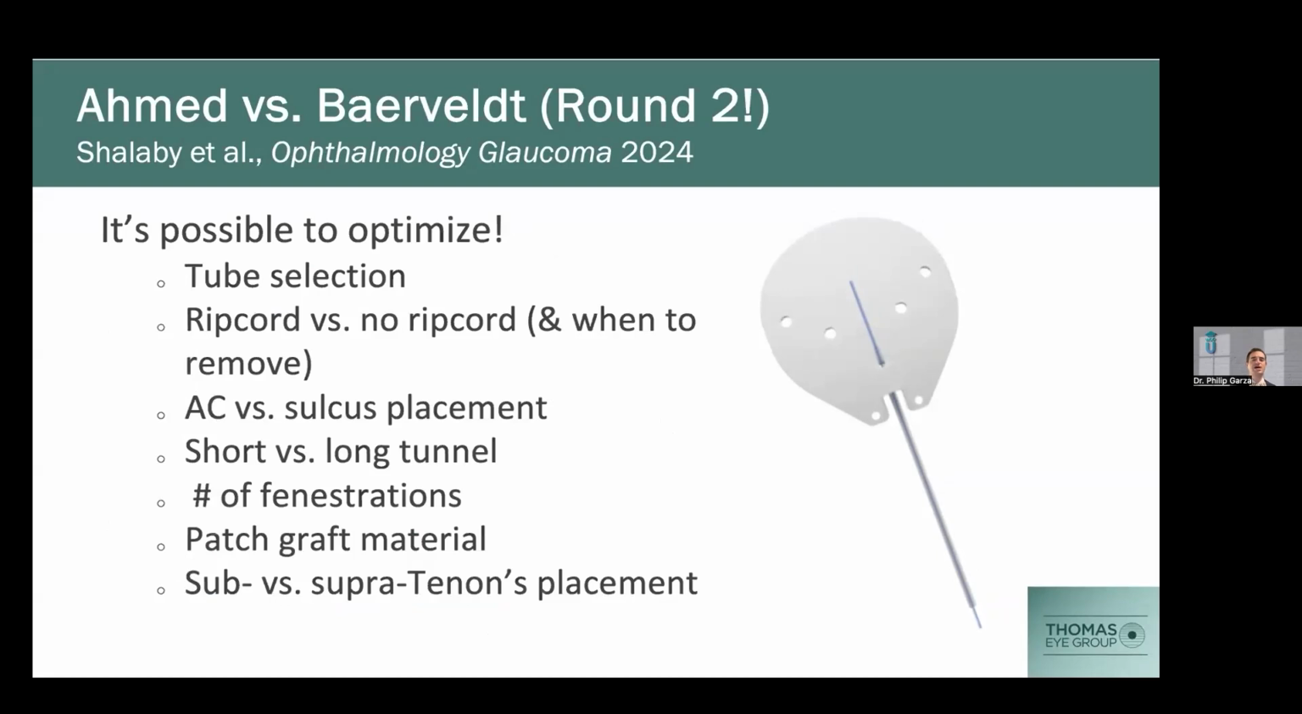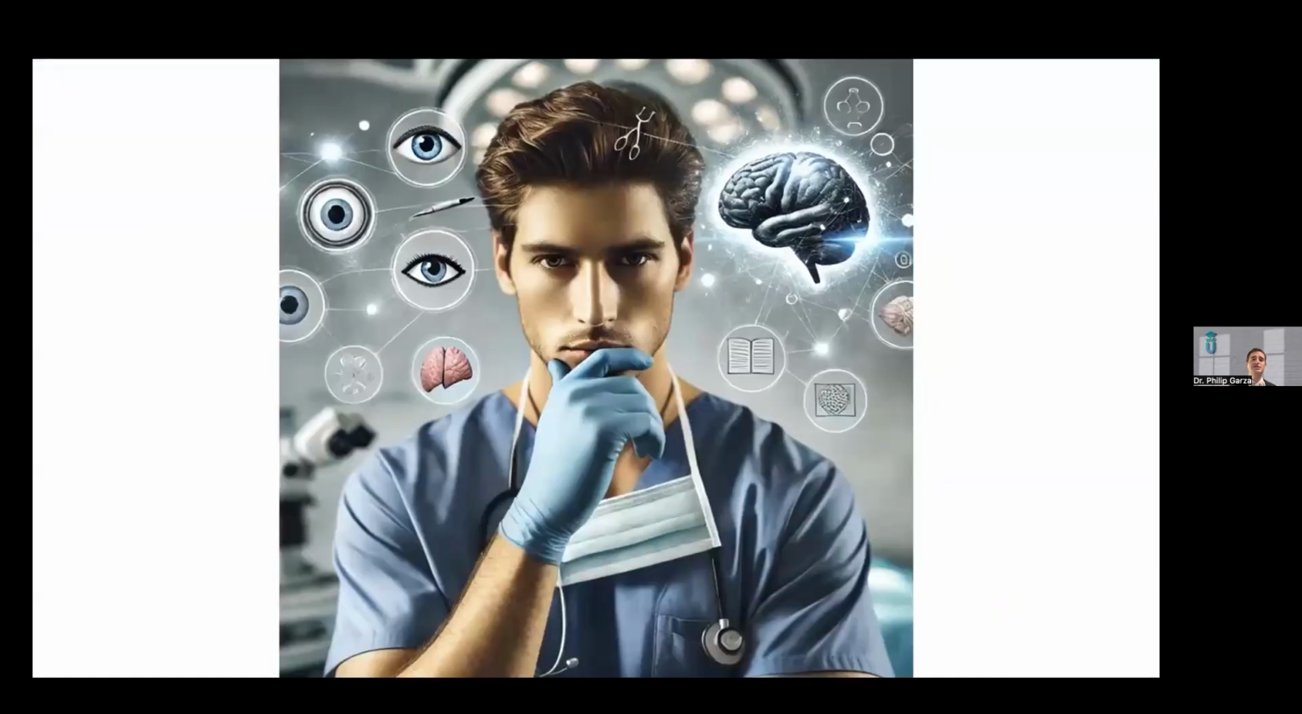And it is possible to optimize, where the surgeon needs to think about what's the right tube. Should I leave the ripcord in? Should I put the tube in the AC? How many fenestrations should I make? Because that's one way of producing immediate pressure lowering with these tubes, to cut fenestrations into the tube that ultimately close. And my hope for you is that you have a surgeon in your market who thinks seriously about these things and tries to adapt the specific technique to the individual patient because there's so many variables.